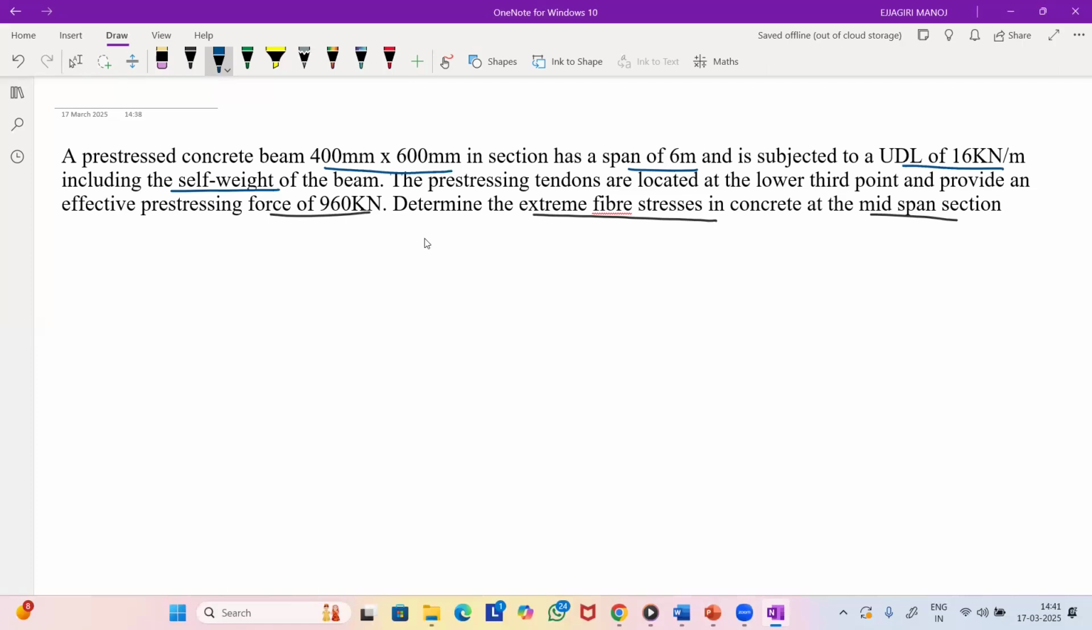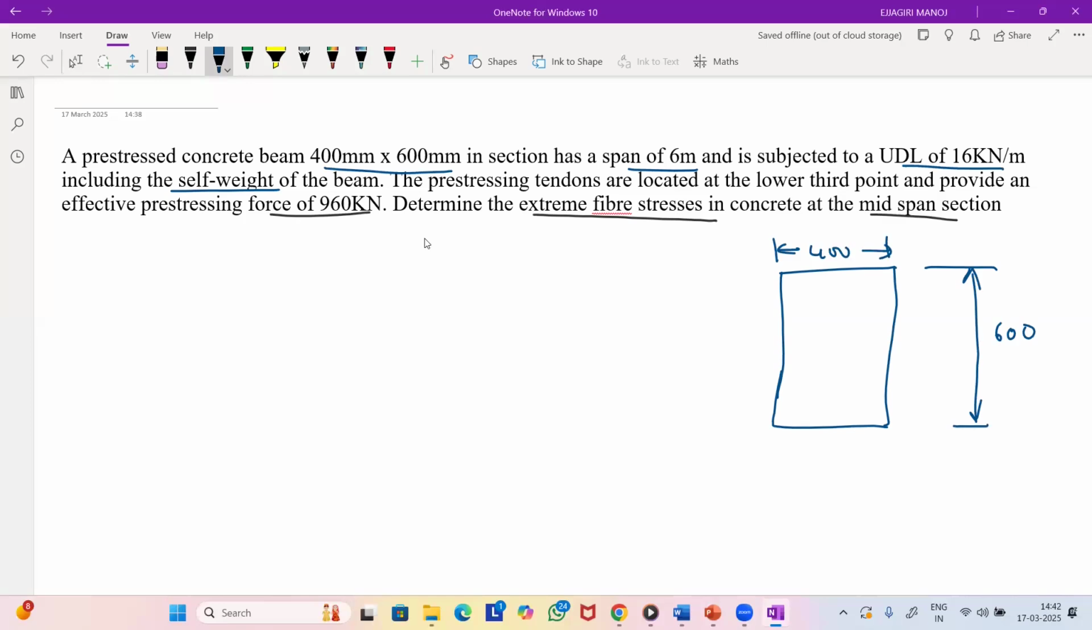The stresses at the extreme fibers. So for that, we need to know what is the eccentricity of the tendon. So here not mentioned what is the eccentricity of the tendon. So firstly, let us find out what is the eccentricity of the tendon. So here we have a rectangular beam, okay, and so which is having 600 mm depth and 400 mm width, okay, and he said that the tendon is located at the lower third point.